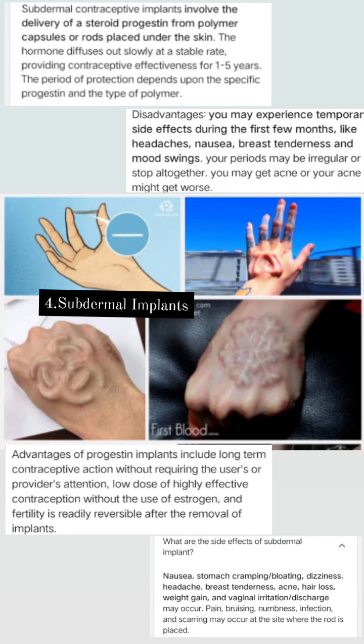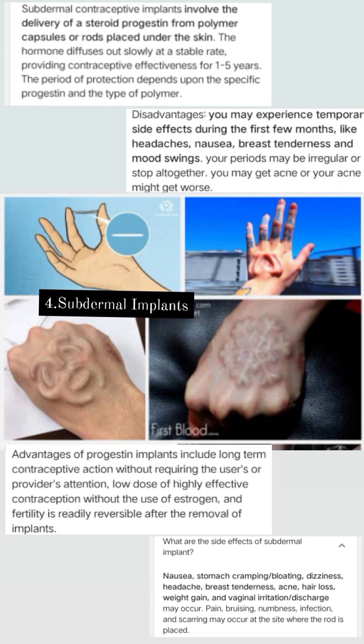The period of protection depends upon the specific progestin and the type of polymer. Disadvantages of subdermal implants. You may experience temporary side effects during the first few months, like headaches, nausea, breast tenderness, and mood swings. Your period may be irregular or stop altogether. You may get acne or your acne might get worse.